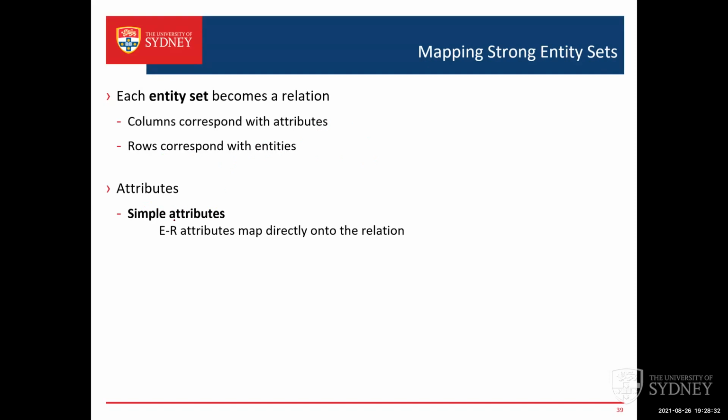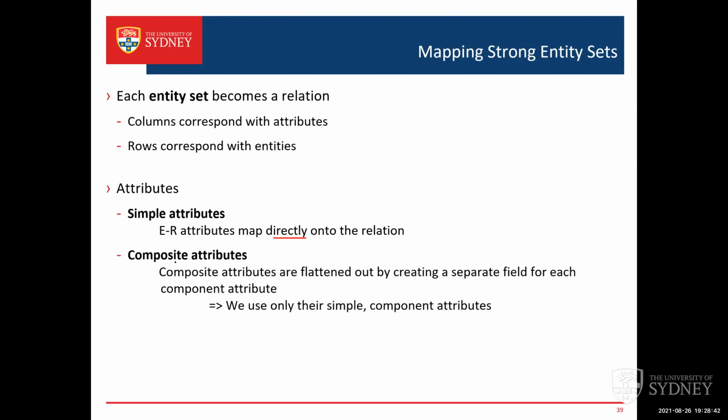Last week we saw that attributes can be simple. If there is a simple attribute, we'll directly map that into a table. If an attribute is composite, which is allowed in an ER diagram, right? In an ER diagram we can show a composite attribute, but in a table that is not permissible. So we have to use only their simple components as attributes. For example, address can have suburb and street name, and we have to use all of them separately.